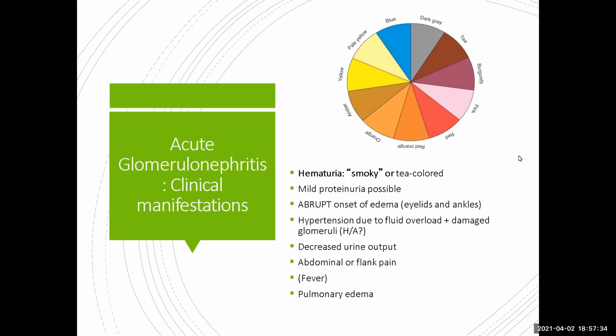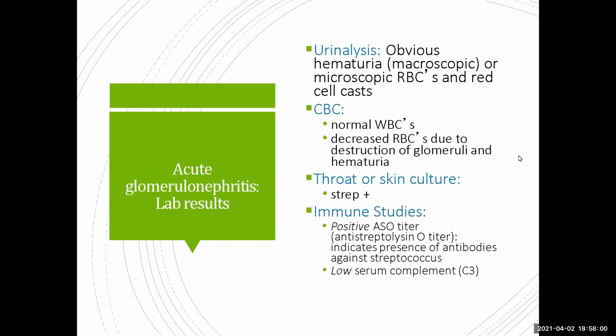Abrupt onset of edema, so eyelids and ankles, so the whole body basically. Hypertension due to fluid overload and the damage of the glomeruli. Decreased urine output, abdominal or flank pain. You will have a fever and pulmonary edema.